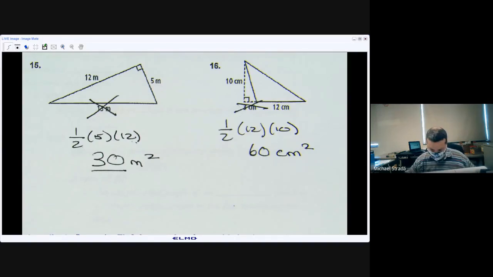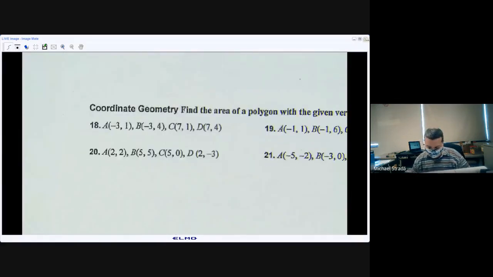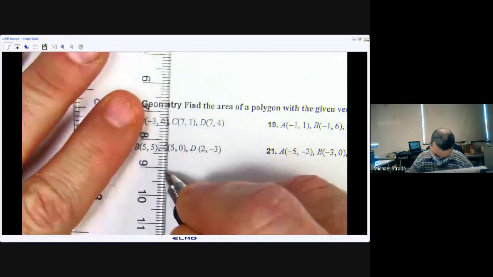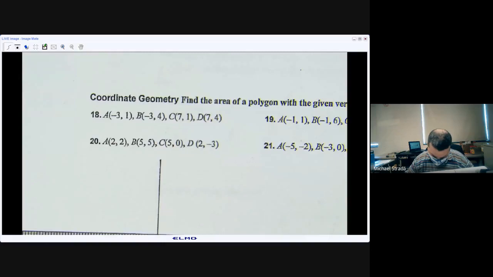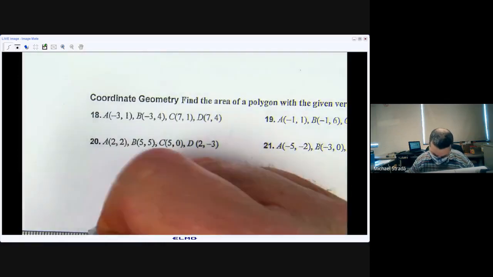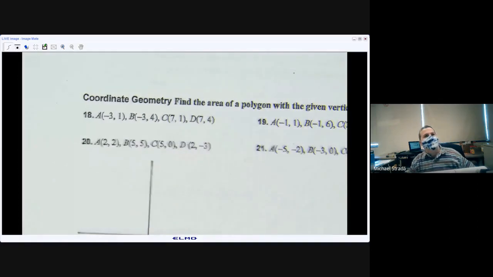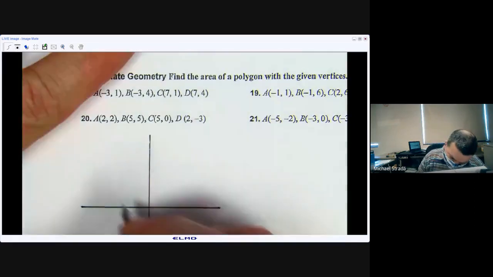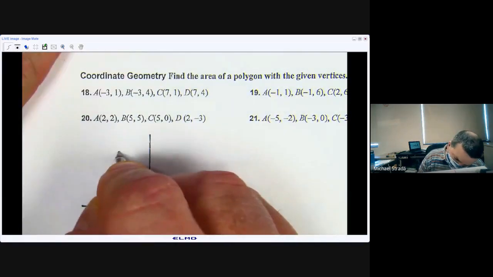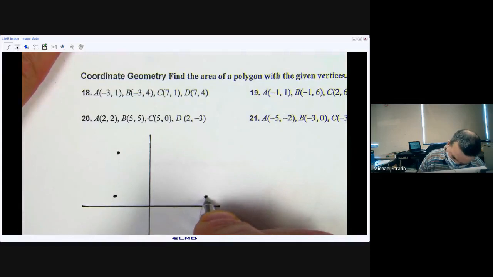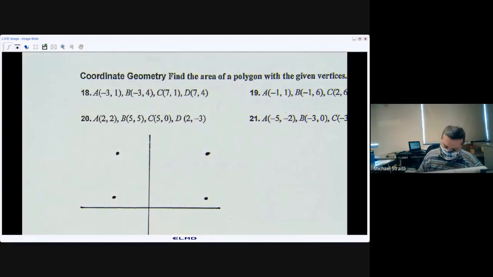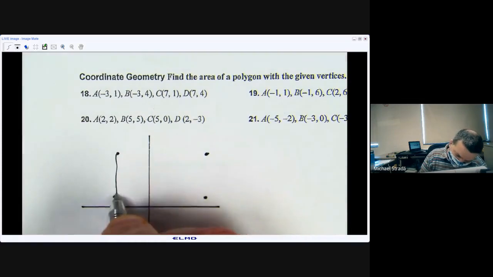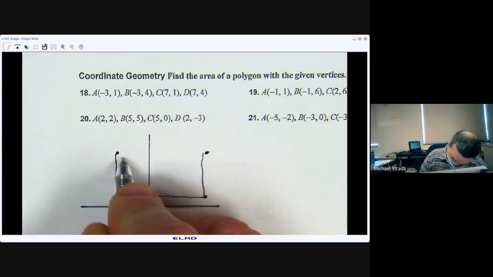All right, coordinate geometry. Starting with number 18. All right, so I plot me some points. -3, 1, -3, 4, 7, 1, 7, 4. Why am I in luck? What type of shape does that make? Rectangle. So now it's just counting.